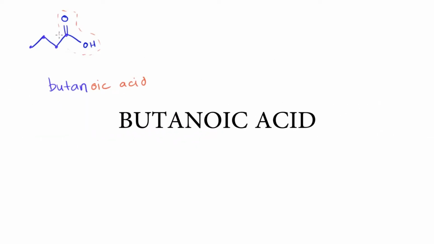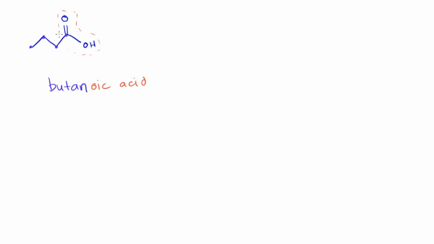All carboxylic acids are arranged so that the carboxyl group is at the end of the carbon chain, so carbon 1 will always be the carboxyl group. There is no need to specify and number the carboxyl group. Get it? Let's do another one.